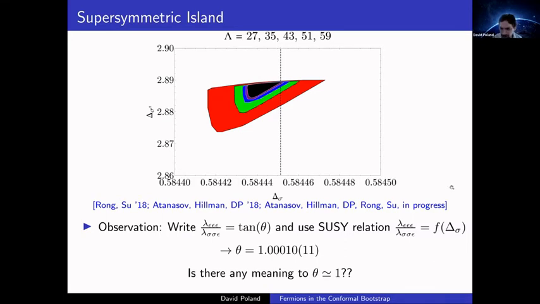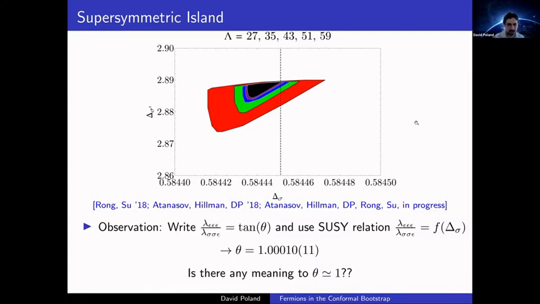And if you parameterize this ratio of OPE coefficients as the tangent of some quantity theta and ask, okay, what does this bootstrap island tell you about theta? For some reason, which we don't understand at all, it has to be very, very close to 1. So we get this funny value that the ratio of OPE coefficients is almost exactly the tangent of 1. Maybe it's 1.0001, but 1 is still within our error bars, which corresponds to the very upper right tip of this region. It might just be numerology, but it's worth thinking about whether there could be any meaning to this relation.